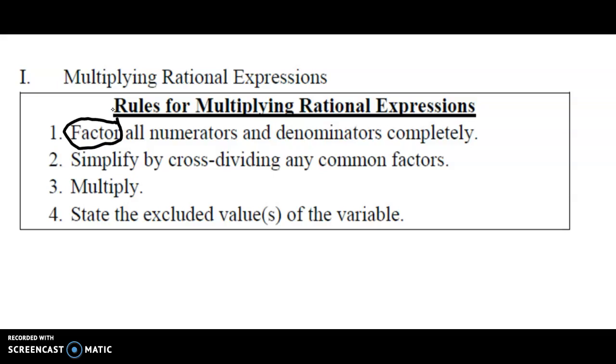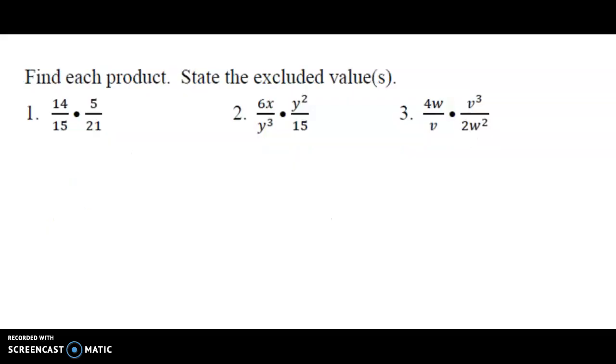You're going to simplify by cross dividing. This is something you have done in the past, and I'm just going to review that with you. You'll multiply like you would normally multiply a fraction: numerators times numerators and denominators times denominators. Then of course you're going to state the excluded values on the variable. So let's take a look at number 1.